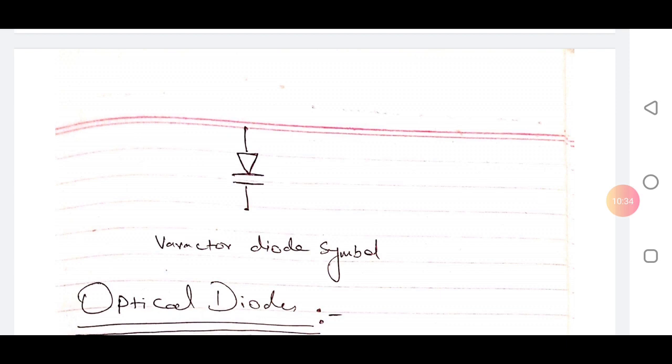This is the varactor diode symbol. You can see it is not the same as the traditional diode. This symbol is different.